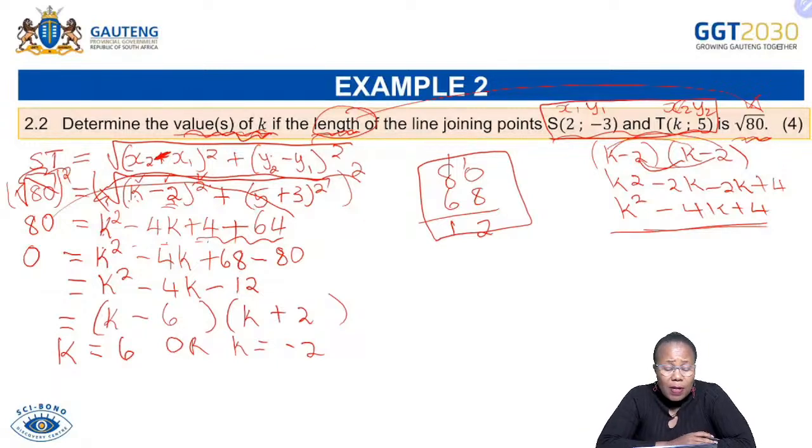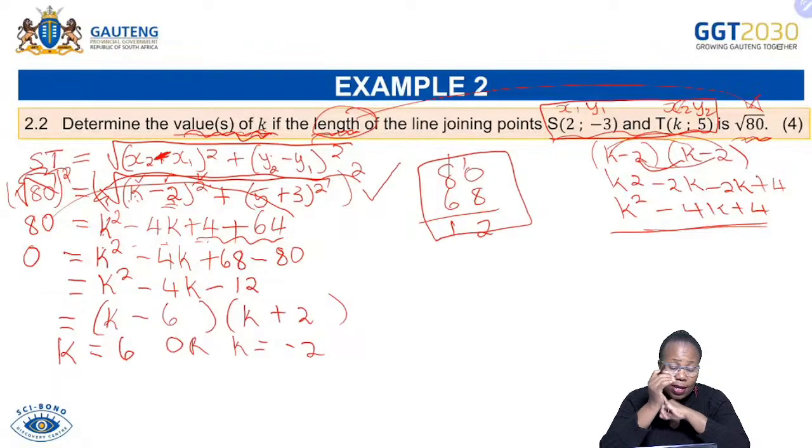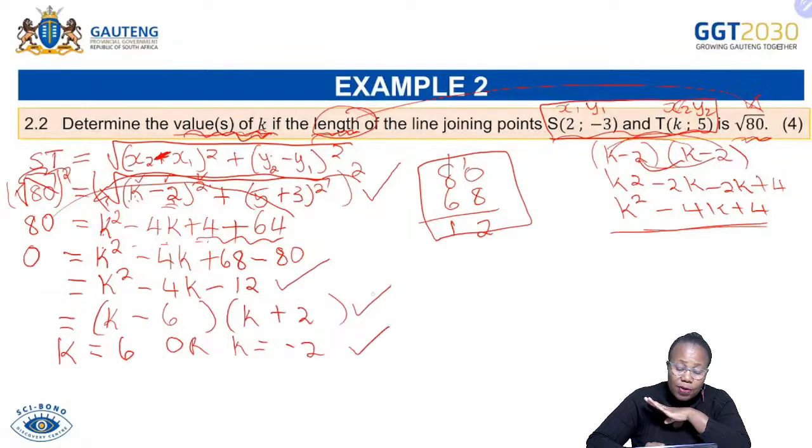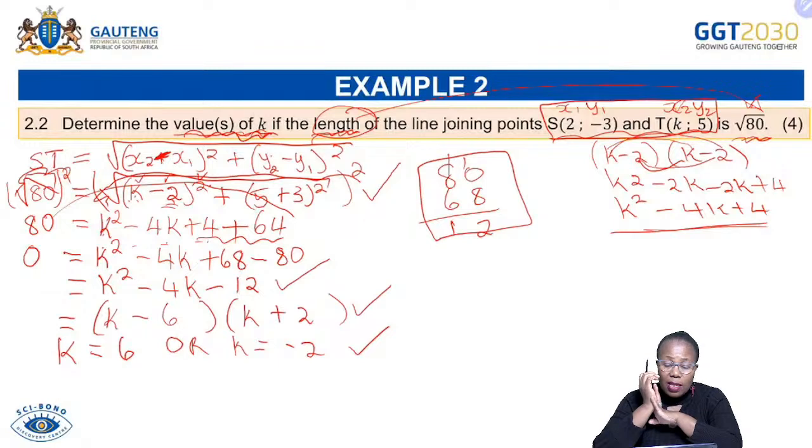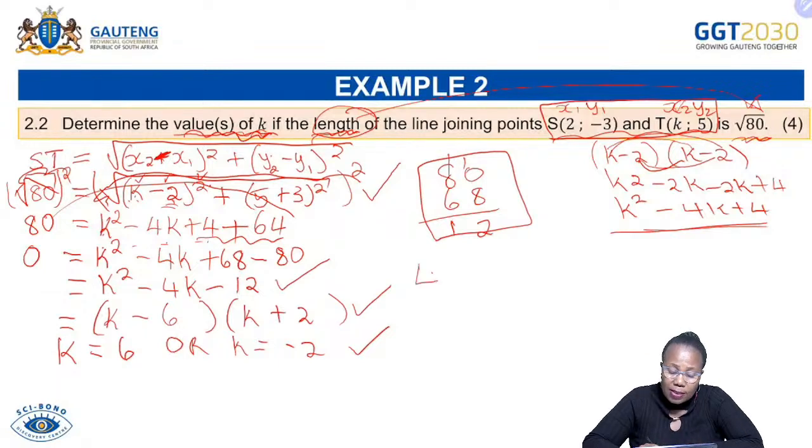So now let's look at mark allocation. We have 4 marks then. The first mark will be for substitution into the correct formula, or substituting your correct value of the distance and the values of x and y. The second mark will be for the correct quadratic trinomial then. The third mark will be for correct factors of that trinomial. The fourth mark will be for the correct k values then. Then we have the possibility of 2 values as our answer there. Then this is worth 4 marks.